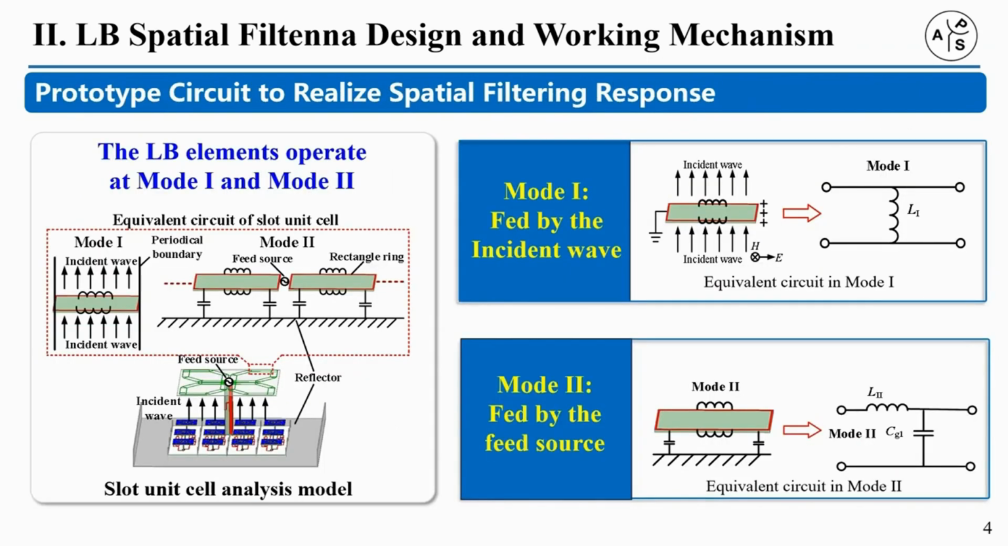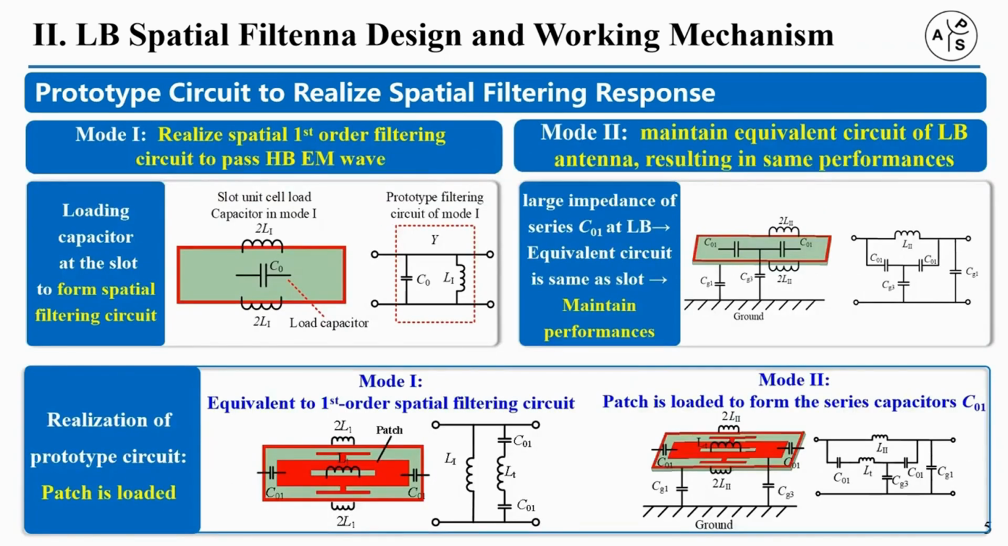The low-band element with slot unit cells operates at mode 1 and mode 2. When the low-band element is illuminated by the incident wave, it works at mode 1. In contrast, the low-band element operates at mode 2 as the feed source excites itself. Based on the analysis of slot unit cell, the equivalent inductor and low-pass circuit are obtained in mode 1 and 2, respectively. To reduce the blockage effect and maintain the low-band performances, the prototype circuit is proposed.